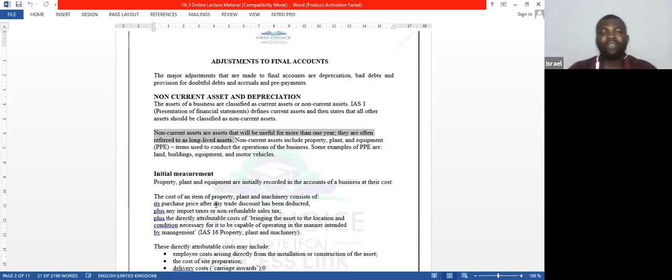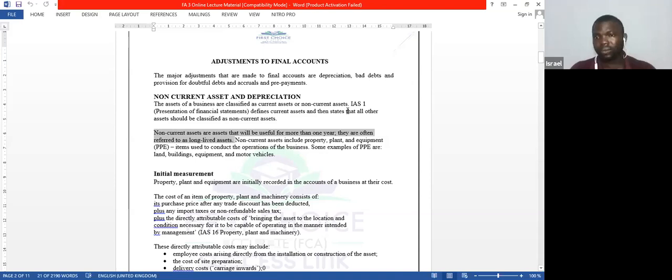Now, if you look at this, IAS 16 says that the cost of an item of PPE consists of, can you see it here? I'm writing it so for us to see. So we have the purchase price after any trade discounts have been deducted.